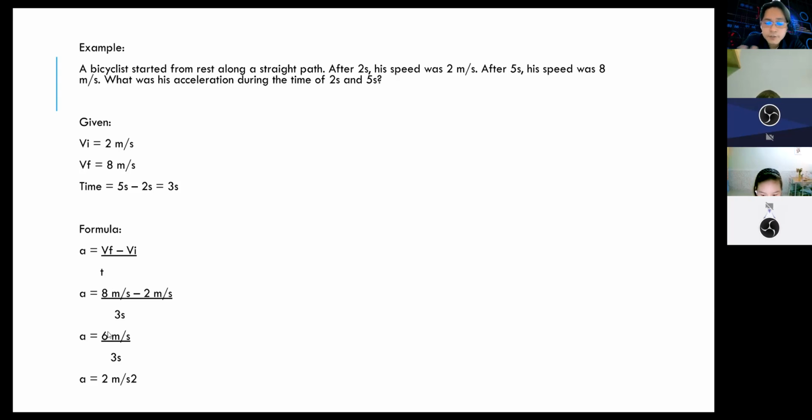Any other question? Can you say the formula again? Formula? Acceleration is equal to final velocity minus initial velocity over time. Yeah. That one? Yes.